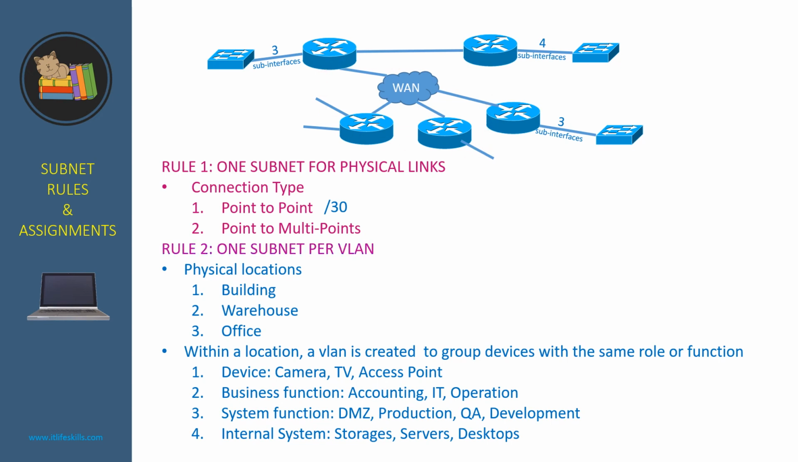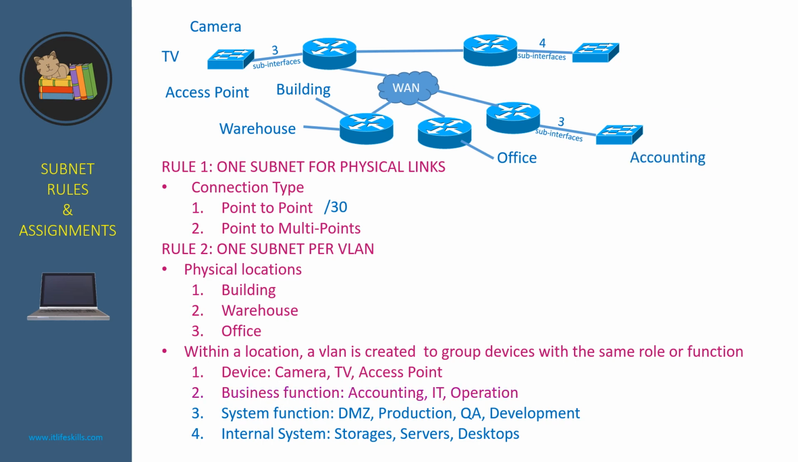Rule number 2: one subnet per VLAN. This rule assigns subnets to physical locations like a building, warehouse, or office. Within a location, a VLAN is created to group devices with the same role or function, such as cameras, TVs, and access points. For each type of device, we create a VLAN and assign a subnet to it.